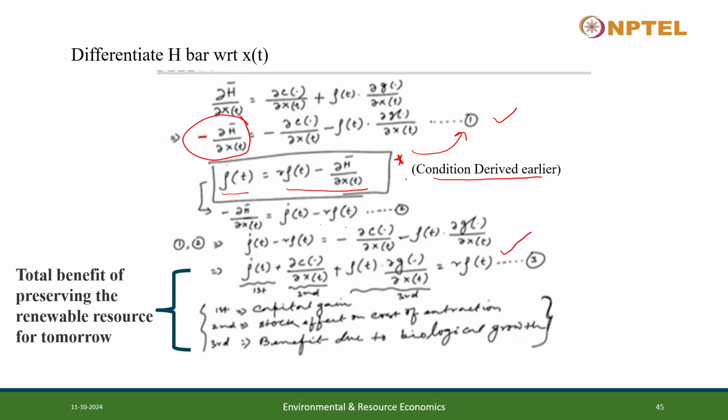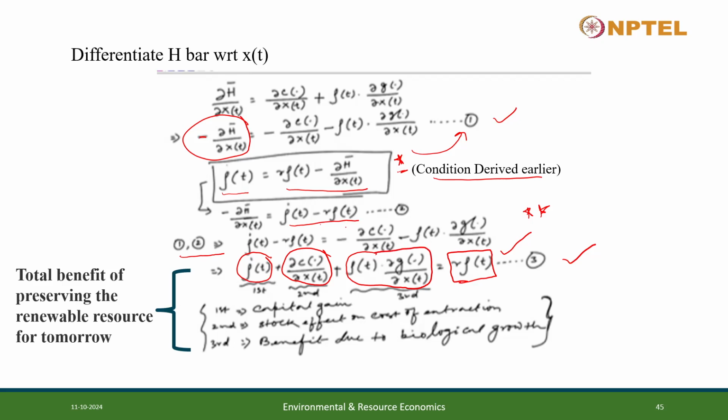If you make some changes in the equation star and rearrange the terms, you get equation number 2. Then if you insert equation number 2 into 1, you get equation double star, and then you get equation number 3. In equation number 3, on the left hand side you have three components: rho dot t, the change in cost with respect to stock, and rho dot t times the change in growth with respect to stock. On the right hand side you have r times rho t.